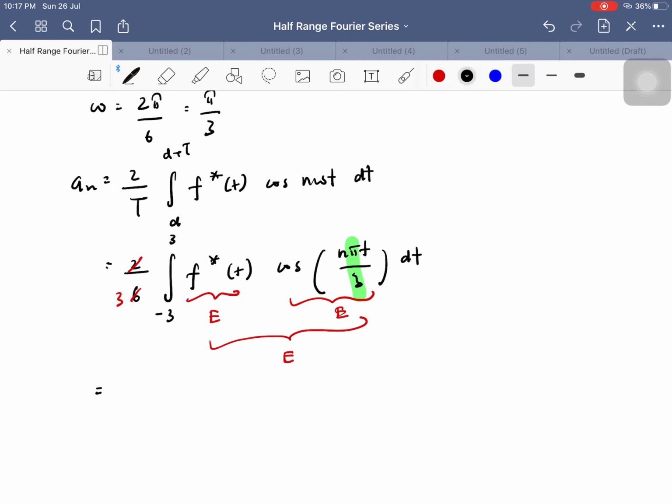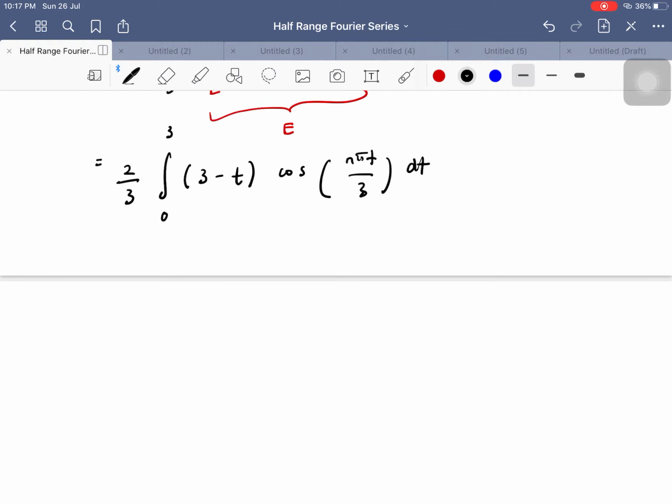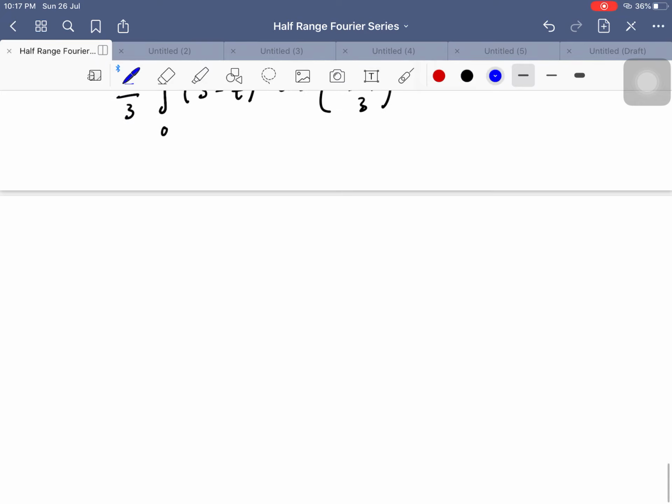So here, I'm going to have 2 over 3, and my new limit is going to be from 0 to 3. And from 0 to 3, the function f star t that we're going to use is the same as what we used for A0. So that is going to be 3 minus t, multiplied by cos of n pi t over 3 dt. So that will be the outcome. And I'm going to do the integration, but for this one, I'm going to need some space.